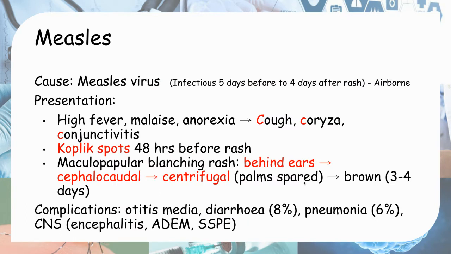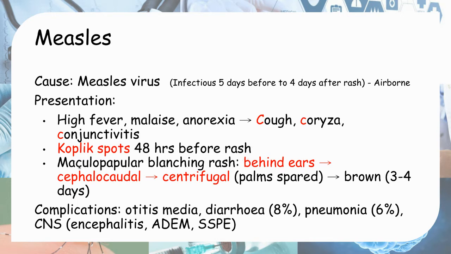What is it? It's measles. So the cause is the measles virus. Measles virus is airborne, so it's highly contagious. Presentation is with high fever, malaise, and anorexia, very unwell, with the three C's. The three C's are cough, coryza, and conjunctivitis. And then there's the pathognomonic sign of Koplik spots, which we saw just now. It appears 48 hours prior to the rash.